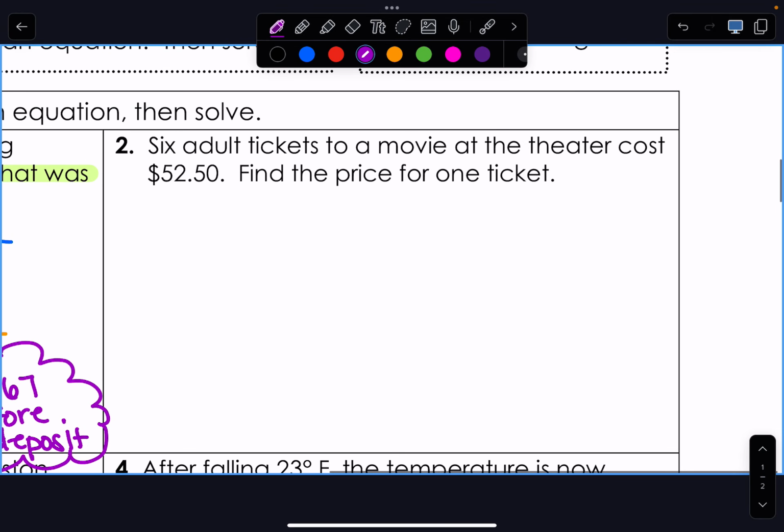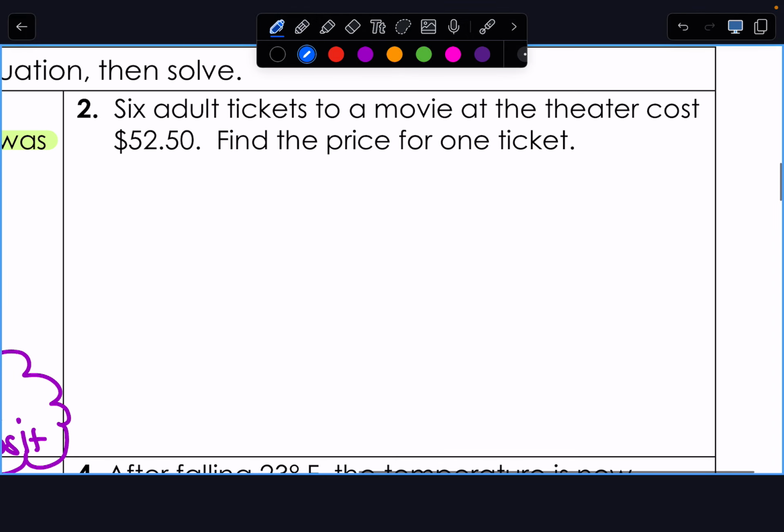Six adult tickets to a movie at the theater cost $52.50. Find the price for 1 ticket. Definitely an old example here. So what are some things that are going to be important to underline? 6 adult tickets. What else?